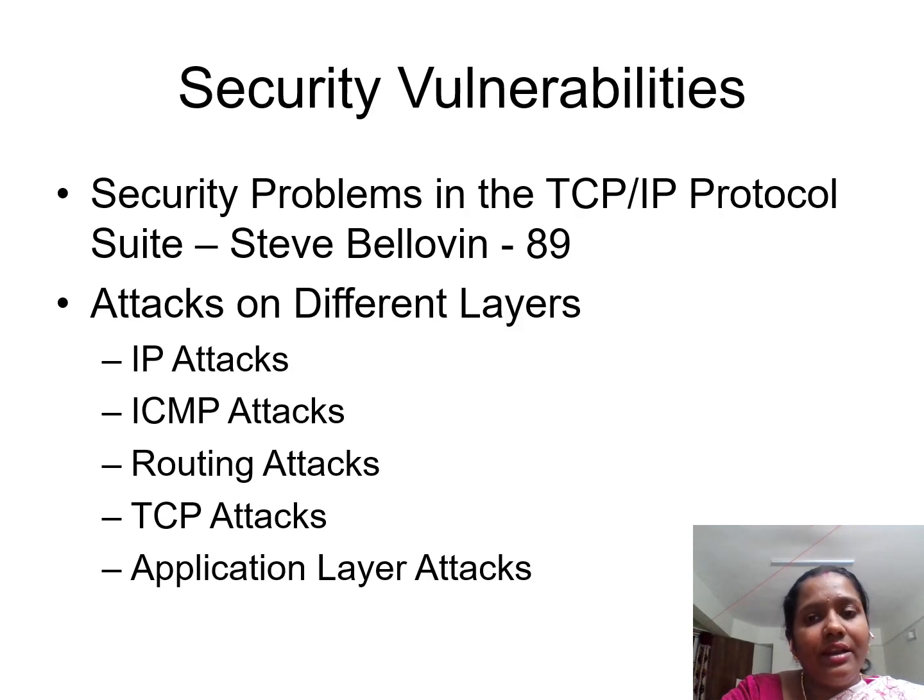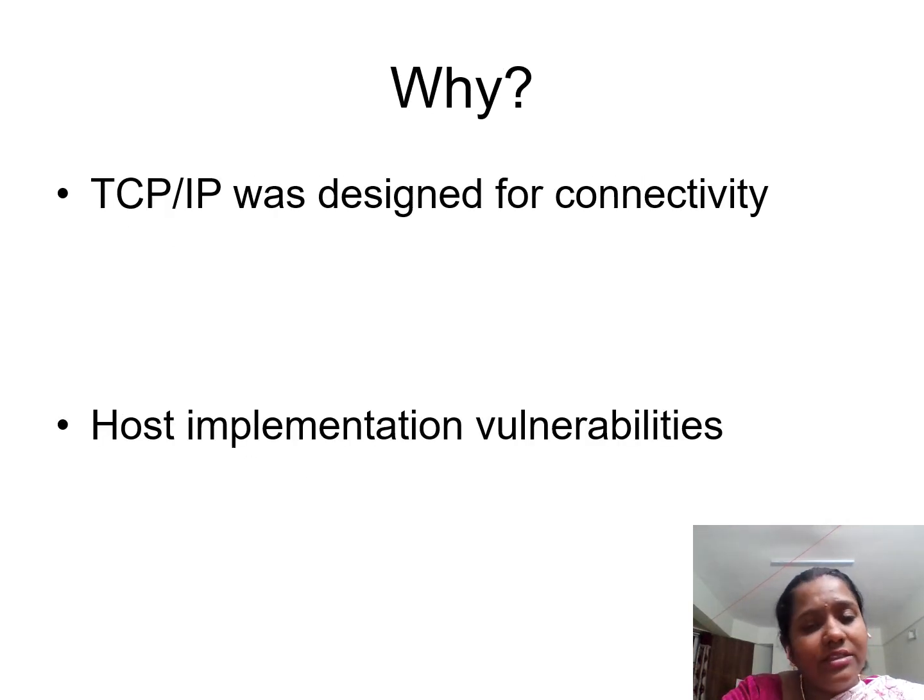So what are security vulnerabilities? Security problems in the TCP/IP protocol suite. These attacks are at different layers: we have IP attacks, ICMP attacks, routing attacks, TCP attacks, and application layer attacks. Why was this designed?